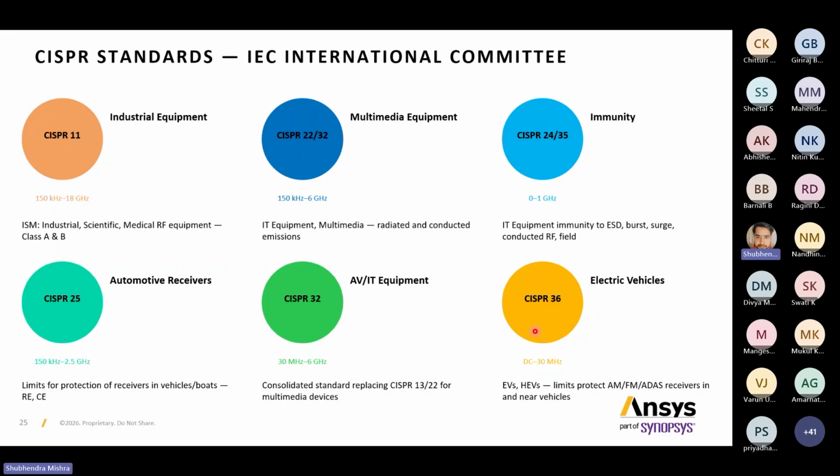So CISPR 32 is there for IT equipment, where you want to replace CISPR 13 or 22 with some multimedia devices. So for that, 32 is suitable.